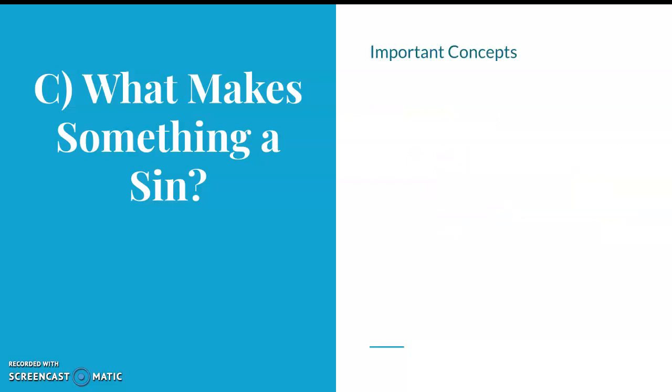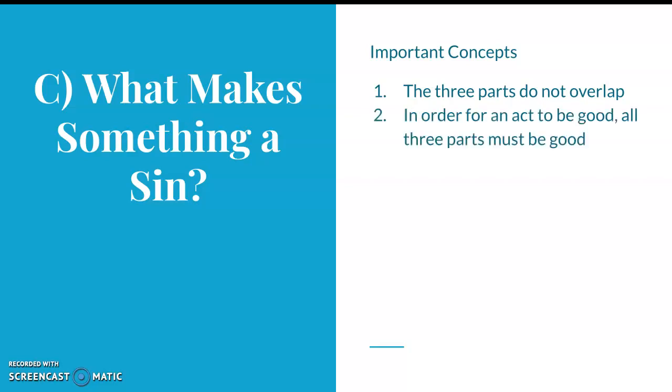Now, some important concepts to keep in mind as we talk about those 3 parts. So, first of all, the 3 parts do not overlap. You have to look at each part separately, individually, when analyzing a particular moral action. Number 2, in order for an act to be good, all 3 parts must be good. Object, intention, circumstances, all must be good.